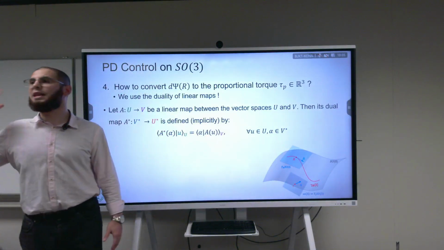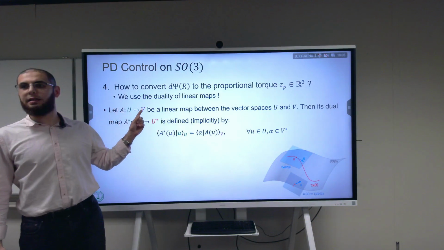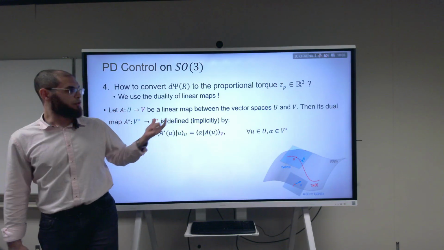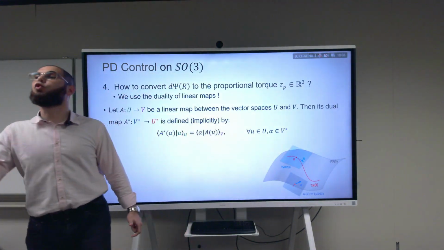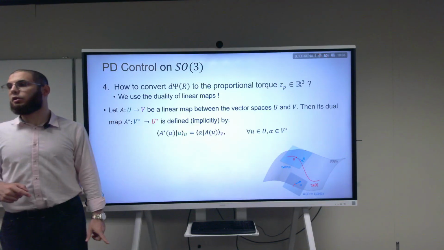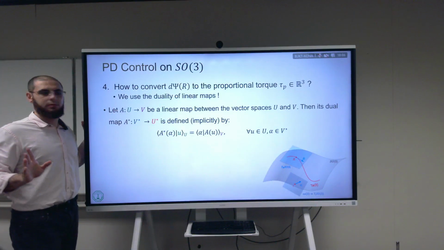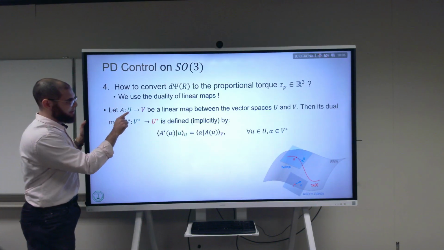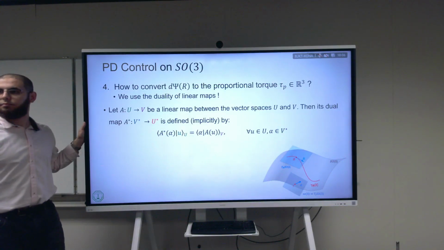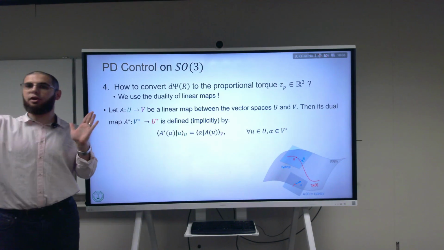You remember what a linear map was a long time ago? A linear map is a map between two vector spaces, this green vector space and this purple vector space, U and V. Let A be a linear map between two vector spaces U and V. There is something called the dual map of A. We call it A star. A star goes between two new spaces: from the dual of this one to the dual of that one. So A goes from U to V, and A star goes from V star to U star.